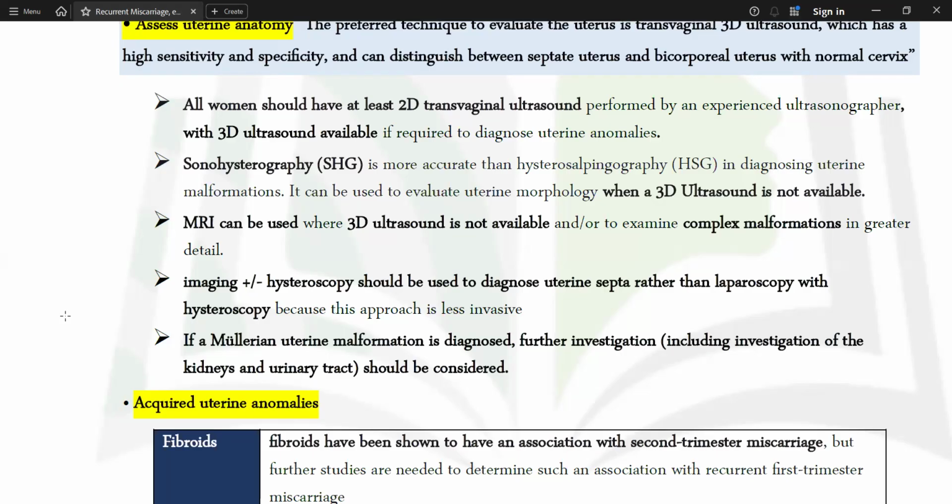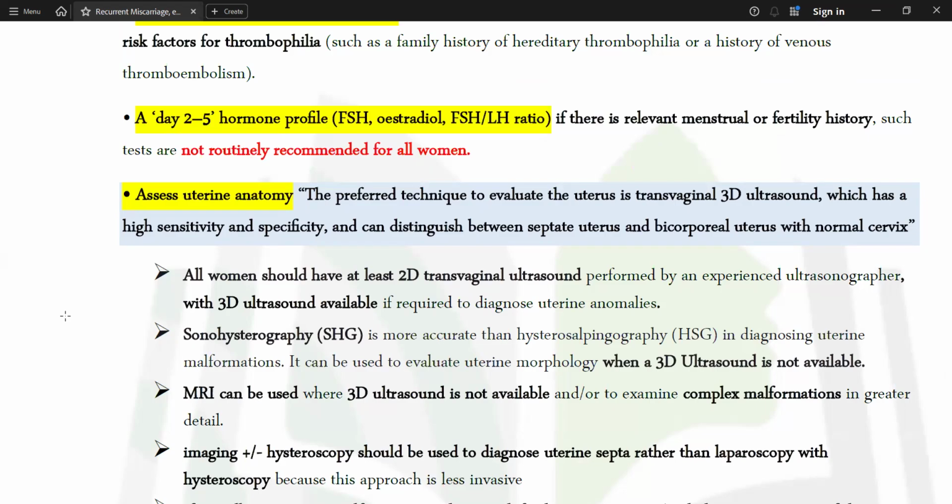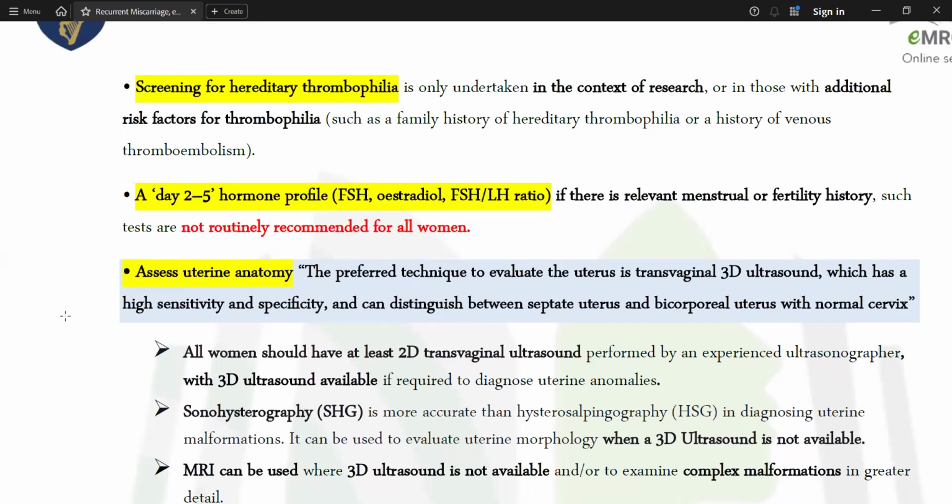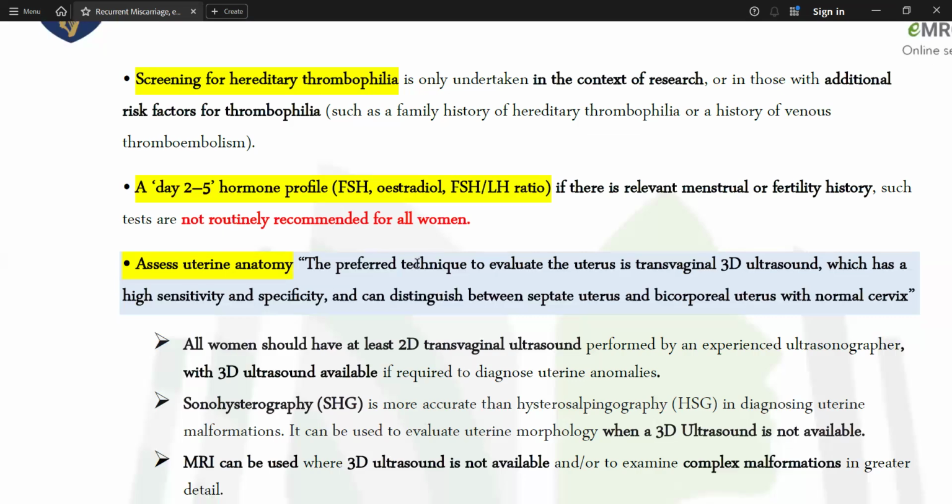Other investigations that is not recommended for all women, it's case by case, would be parental karyotyping, as we said, screening for hereditary thrombophilia, you are only going to offer it for those with family history of hereditary thrombophilia or history of VTE. If there is relevant menstrual or fertility history, you can order the day 2 to 5 hormonal profile. And this is already well known if the case is subfertile. So yeah, she's not only having miscarriages, but also she is subfertile. So okay, I'm going to order this. But they are not routinely recommended for all women.